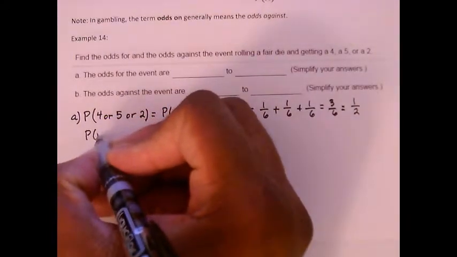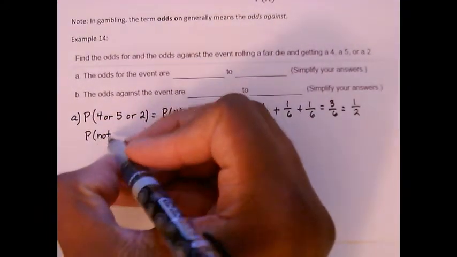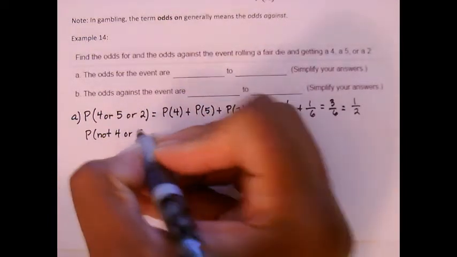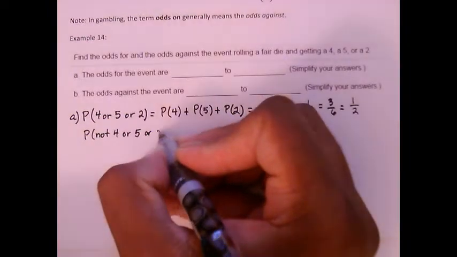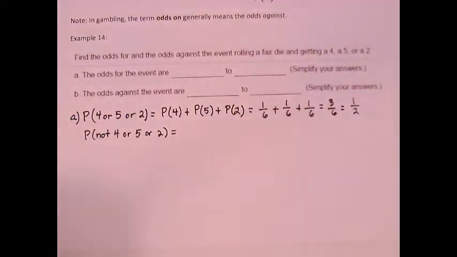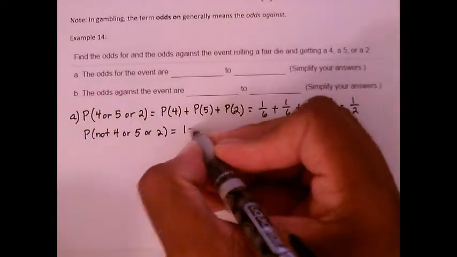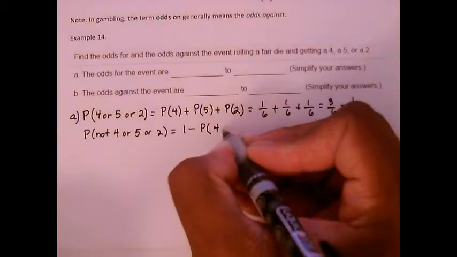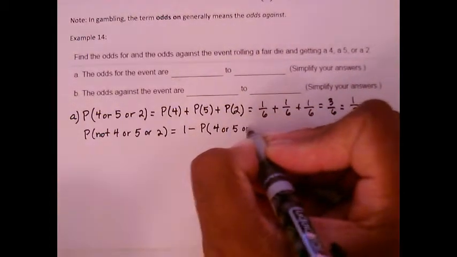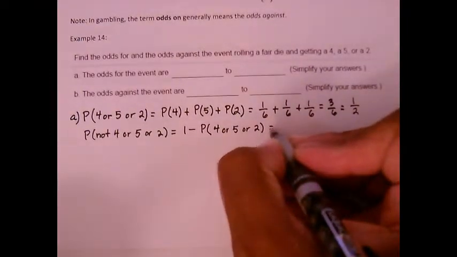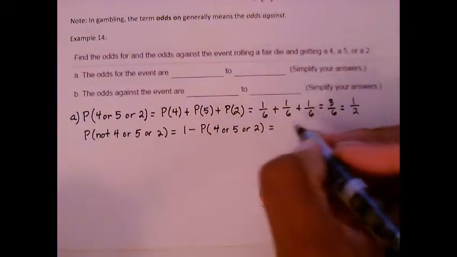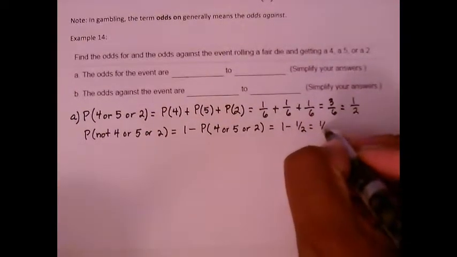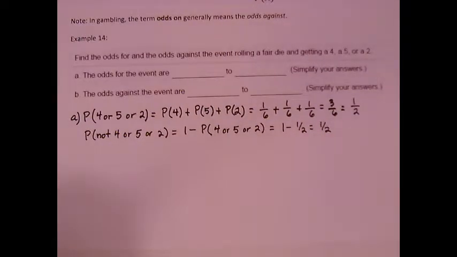Now what about the probability of not getting a 4, or a 5, or a 2? That's the complement. So it'll be 1 minus the probability of a 4, or a 5, or a 2. And we found that out to be 1/2. So if I do 1 minus a half, you're going to get 1/2.